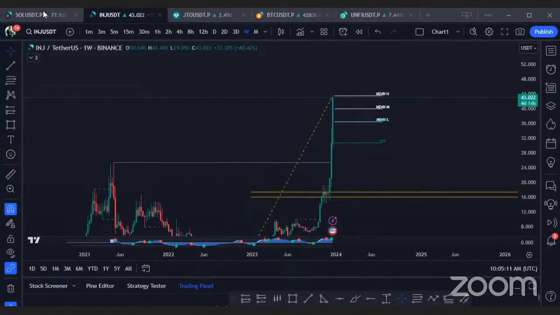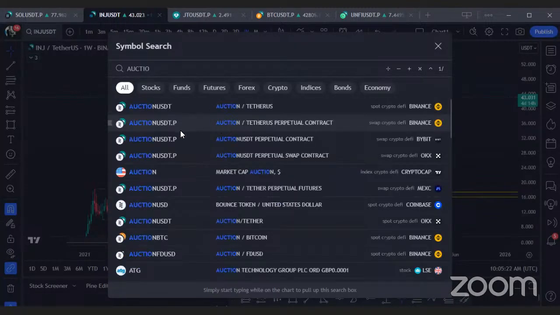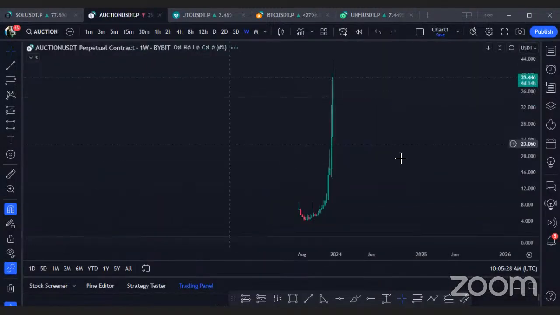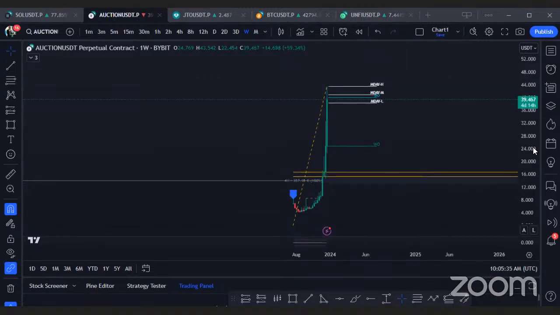INJ is something that's serious. And then another token I was scalping a lot yesterday was this one. Okay, so it's playing out. It's currently going in our favor. I didn't pick my trades, but it's going in our favor.